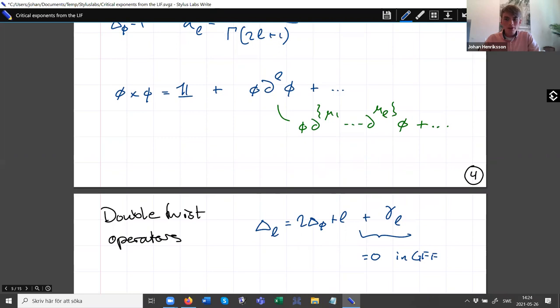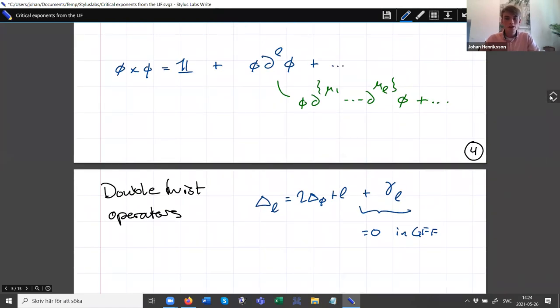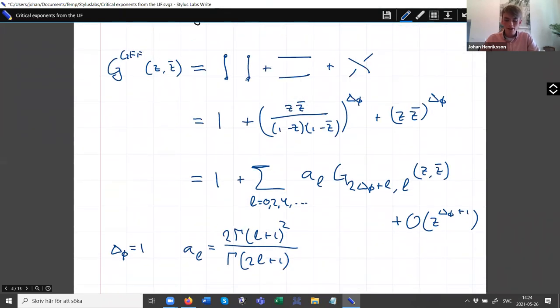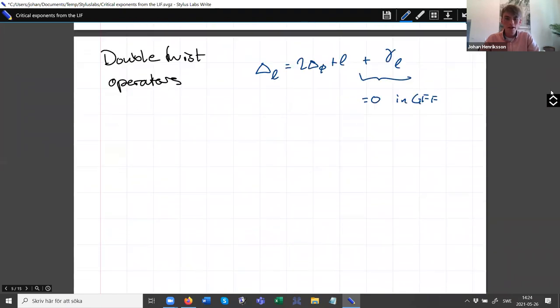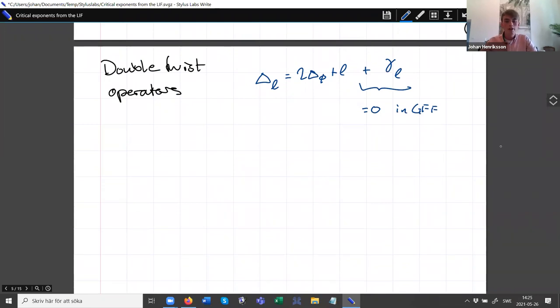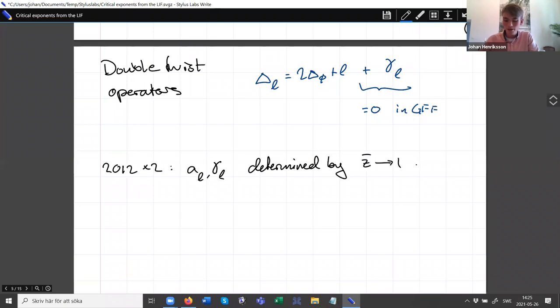So far so good. But actually what I've said could equally be done in Euclidean signature. And in fact, you can find these OPE coefficients by just expanding this correlator for small z and small z bar. So we're not making use of the double light-cone limit yet. However, it was realized over the last 10 to 15 years that you can actually get more leverage by working in Lorentzian signature. And in particular, in two important papers of 2012, one by Fitzpatrick, Kaplan, Poland, and Simmons-Duffin, the other one by Komargodski and Zhiboedov, it was realized that actually these OPE coefficients, A_L, and the anomalous dimensions are determined by the z bar goes to one limit. And in principle, by the singular terms in this limit.